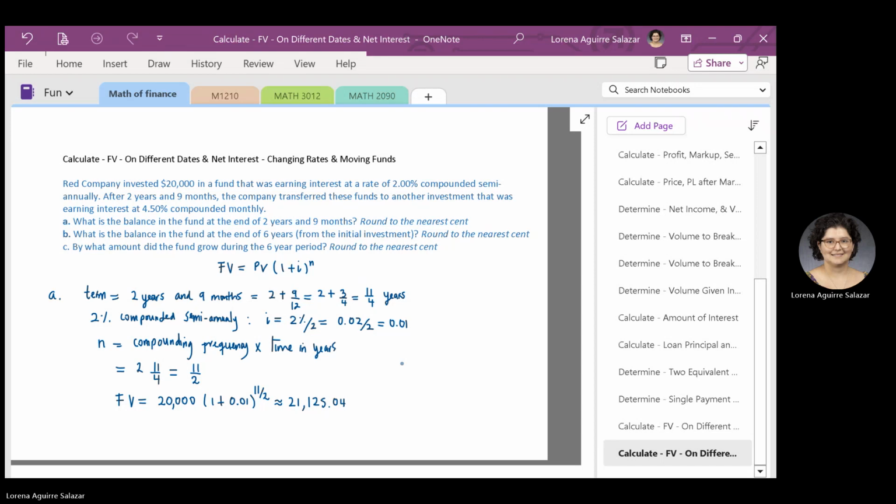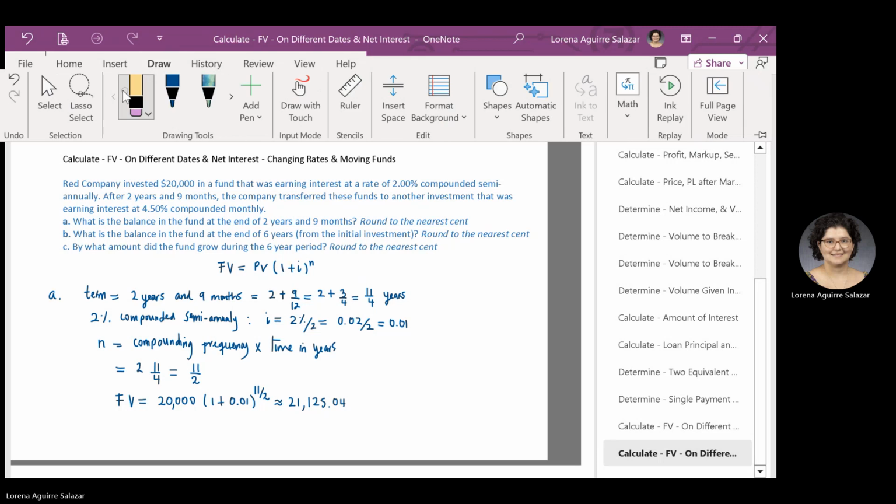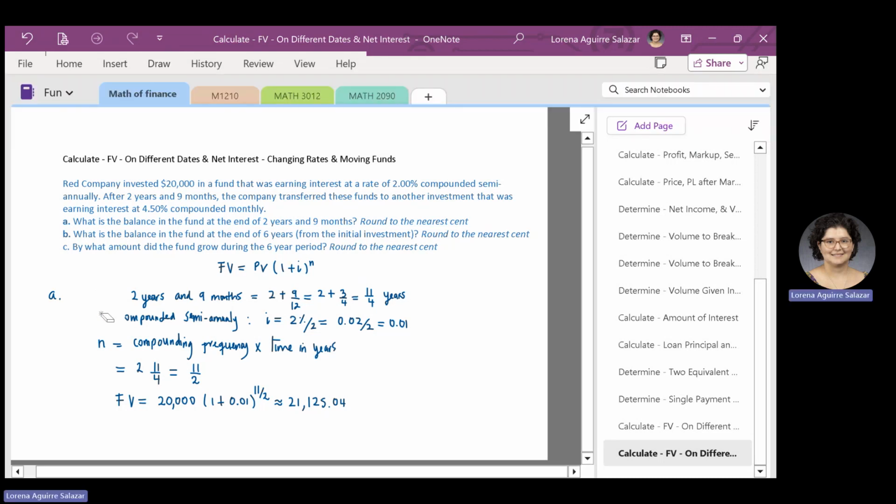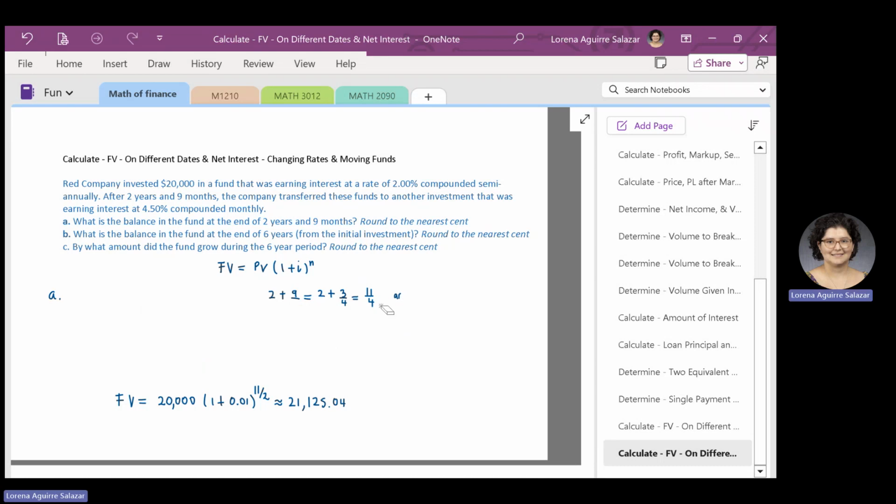Now, to work with part B, we need to work with the number we just got. The balance in the fund at the end of 2 years and 9 months becomes the present value for the next period. Let's keep the value we just got in mind. Let's work with part B of this problem to see what happens with the money after 6 years from the initial date, the initial investment.